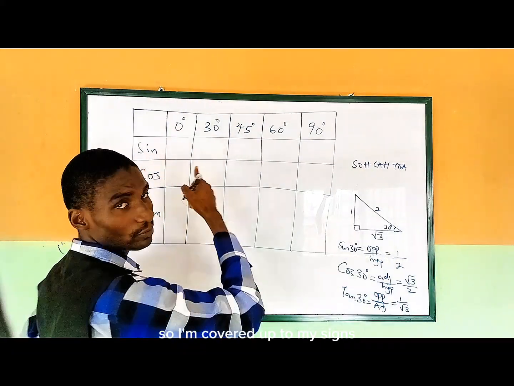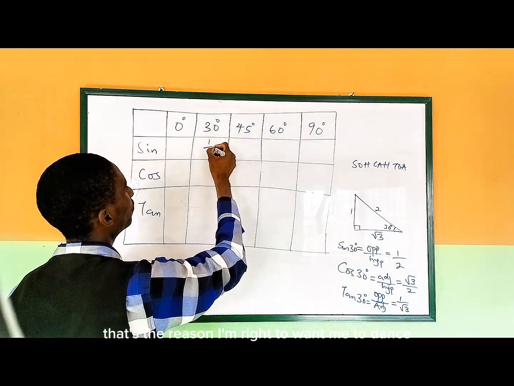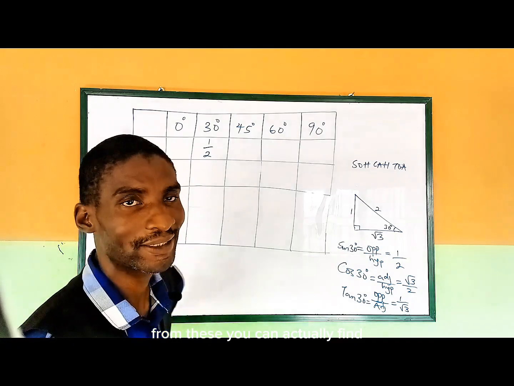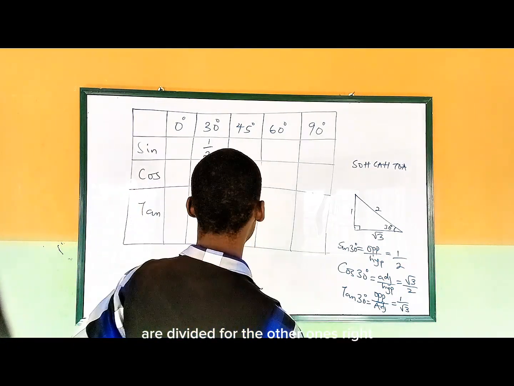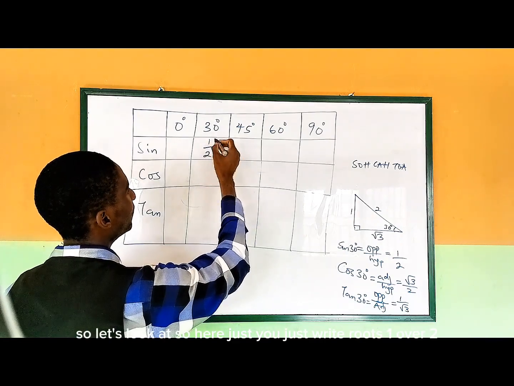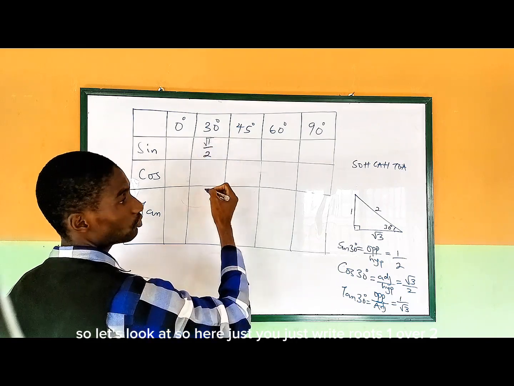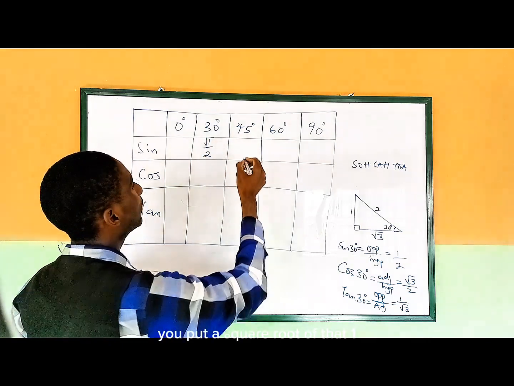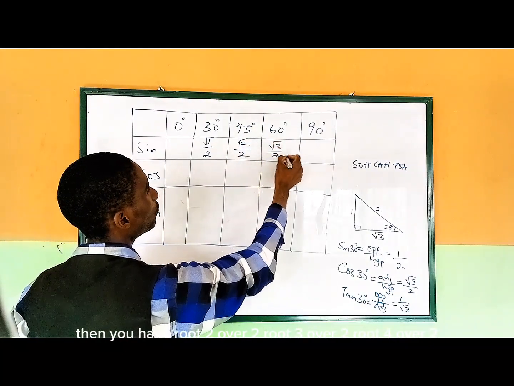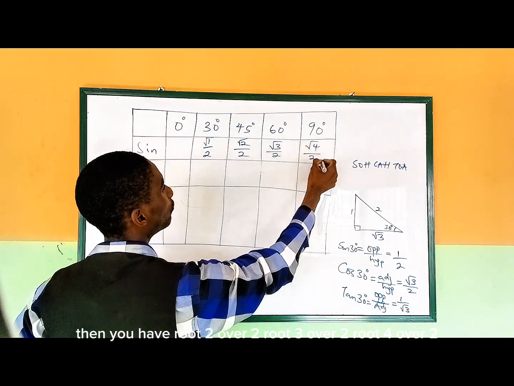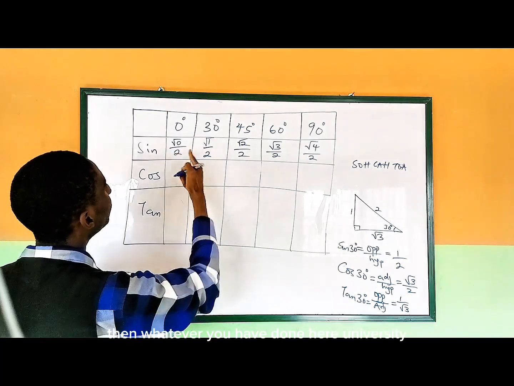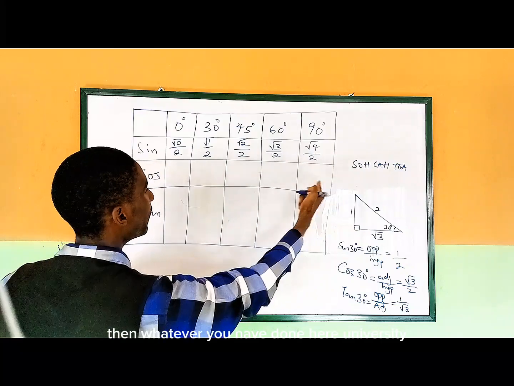So I will come over to my sine 30 degrees and write 1 over 2. That is the only one you need to master. From this you can actually find the value for the other ones. So here you just write root 1 over 2. You put a square root of that one. Then you have root 2 over 2, root 3 over 2, root 4 over 2. Then here you put root 0 over 2. Then whatever you have done here, you reverse it here.